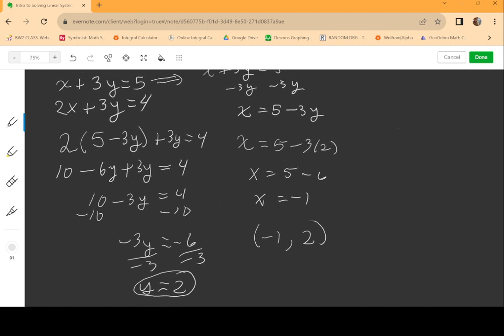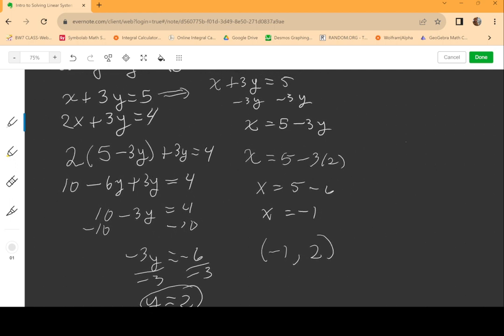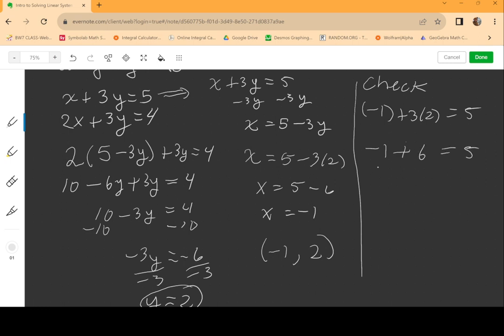And you can always do a quick check, even a mental one. If you plug the values into both of these equations, you should get a true statement for both of them. Now I can do that off to the side here. If I do a little check, x is negative 1, so in equation 1, we get negative 1 plus y, which is 2, times 3, equals 5. So here we get negative 1 plus 6 equals 5. Negative 1 plus 6 is 5, equals 5, and that is in fact a true statement.